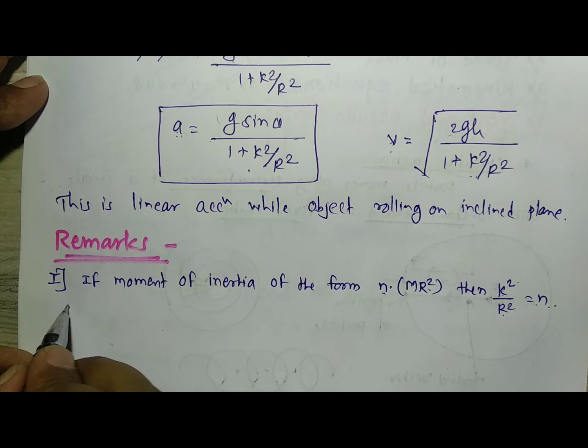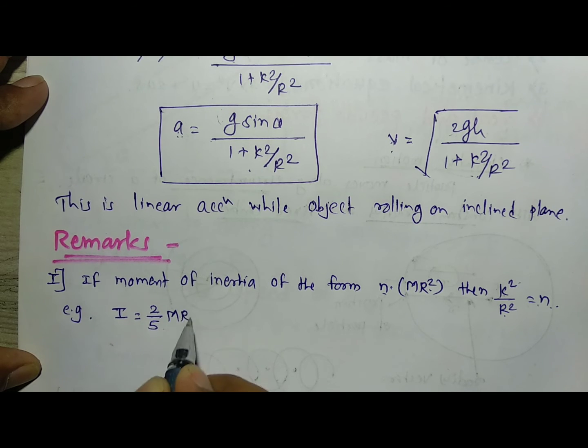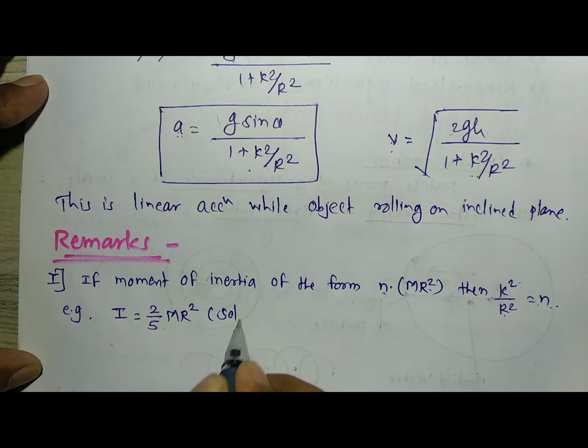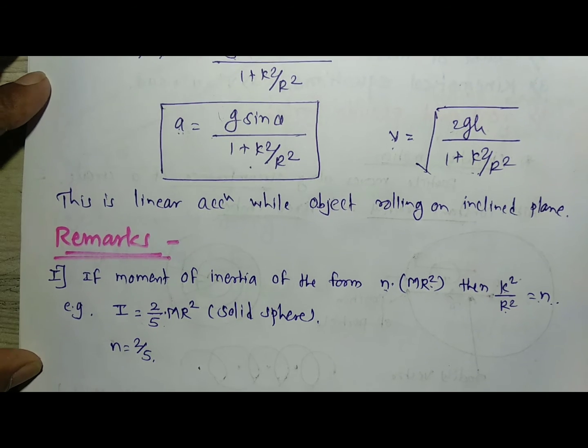How is it possible? For example, consider the moment of inertia equal to 2 divided by 5 mr square. It is the moment of inertia of a solid sphere. This is the solid sphere, and by using this example here, n is nothing but 2 divided by 5. That means n is equal to 2 divided by 5.